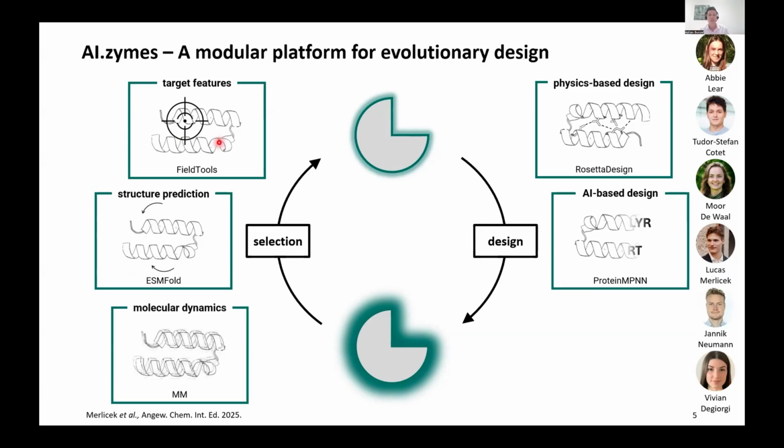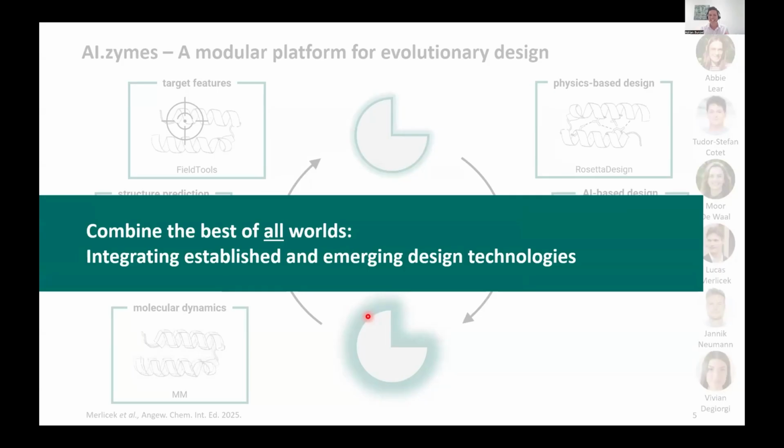Increasingly, we're also interested in combining this with molecular dynamics simulations. Admittedly, we are at the moment only doing this after the AI.zymes design run, but we're working really hard to actually integrate MD simulations into the selection step, so that during every design cycle, we run a short MD simulation on the protein that we have made in order to select enzymes that have the catalytic and dynamic properties that we are interested in.